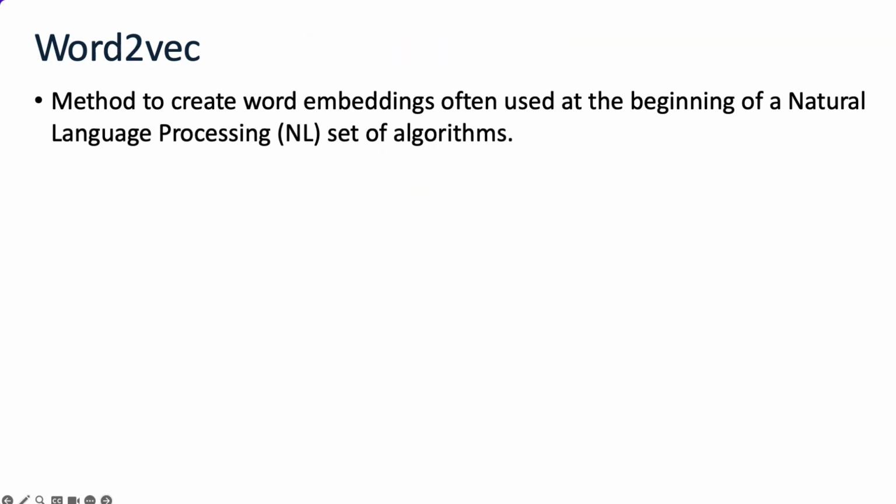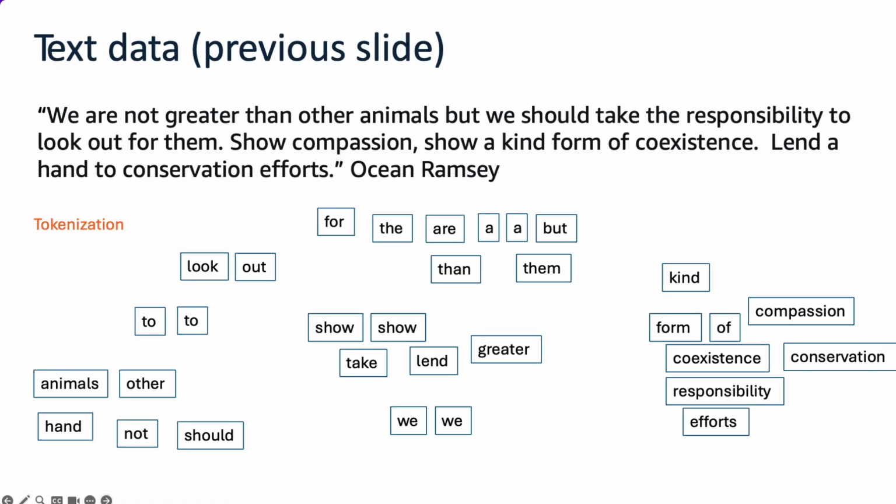Okay, let's continue on and talk about word2vec, which is a method to create word embeddings, which is often used at the beginning of a natural language processing set of algorithms. But let's ask a fundamental question. What is word2vec or word embeddings? We've talked about text encoding and how we can create a bag of words for this. But when you do that, you lose all context of the sentence because it's just a bag of words.